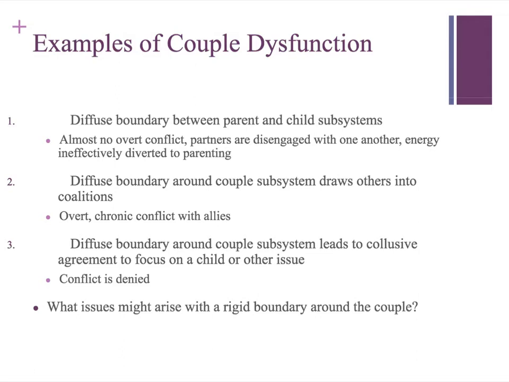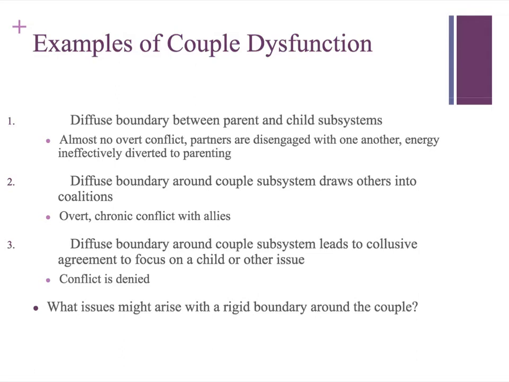Now, these three patterns of dysfunction all have diffuse boundaries, which may lead you to think, well, what if there's a rigid boundary around the couple? Isn't that a problem as well? Yes, a rigid boundary around the couple can lead to emotional overload because the couple is contained within itself. There's no meaningful interaction with subsystems, with people outside of the couple.